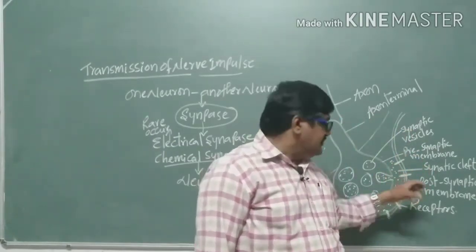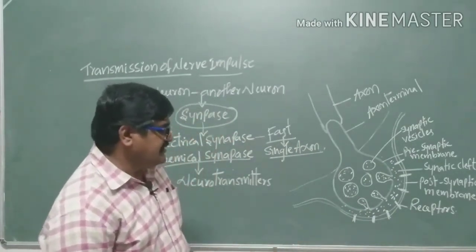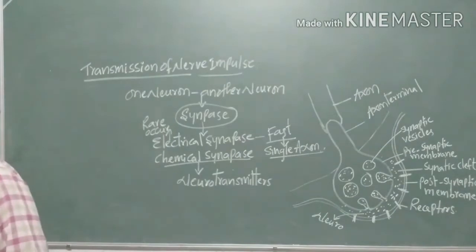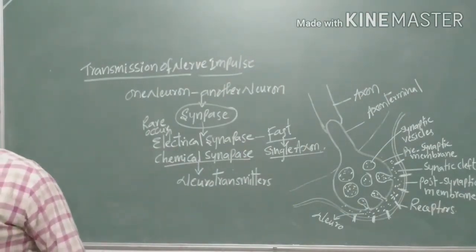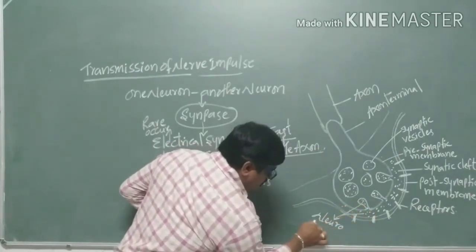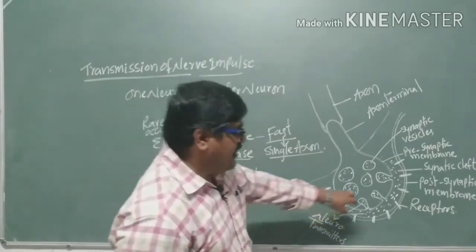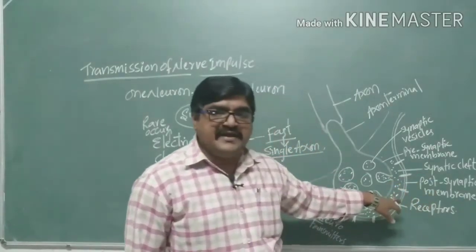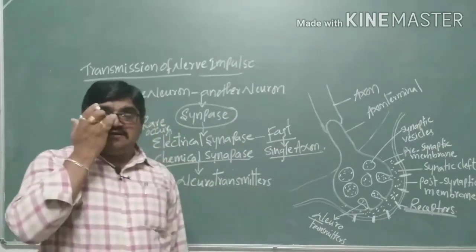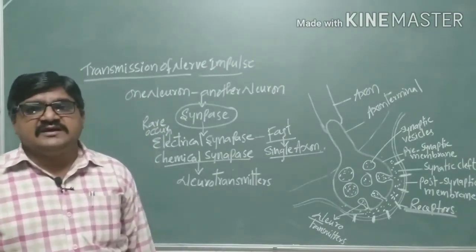These are called neurotransmitters. With the help of neurotransmitters that are secreted onto the postsynaptic membrane, the postsynaptic membrane consists of receptors. The receptors receive the information and pass it from one neuron to another neuron.